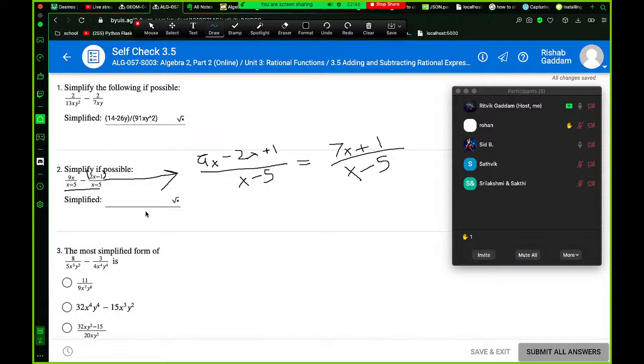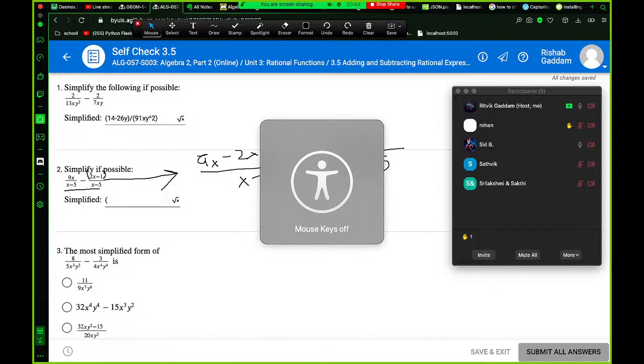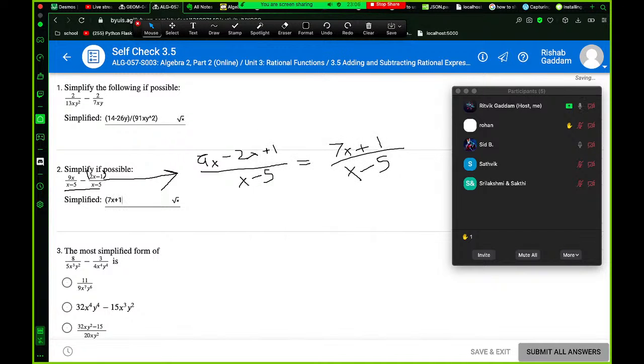Okay, good job. Let's put it in here. That's 7x plus 1 divided by x minus 5. Oops, nothing was there. Okay, 7x plus 1 divided by x minus 5. Sorry, that's supposed to be a 5. Minus 5. There we go. And now let's move on.